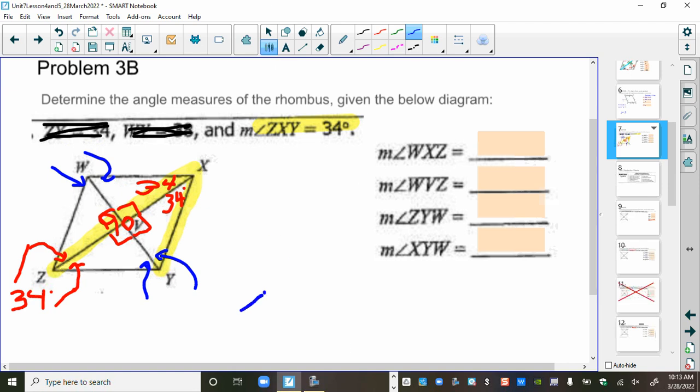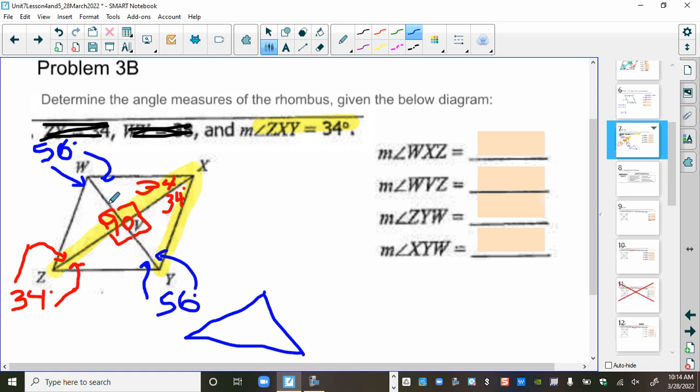Think about it like this. Here's your triangle. It's missing the last angle, and it's going to be 56. For any of those four, it's all going to be 56. Because if this one in the middle is 90, this angle is 34. That last one has to be 56. And basically, everything's going to match.